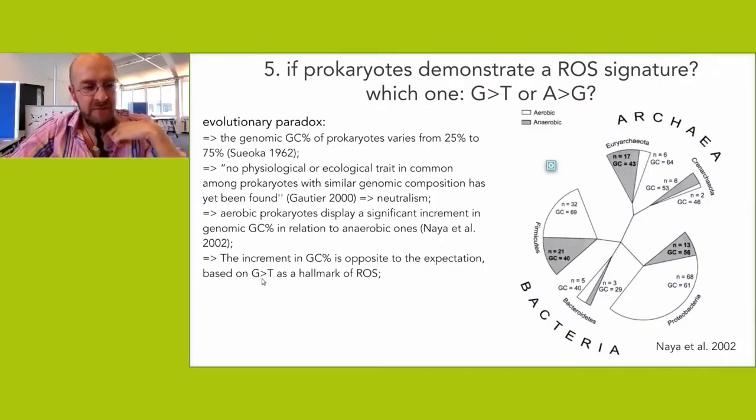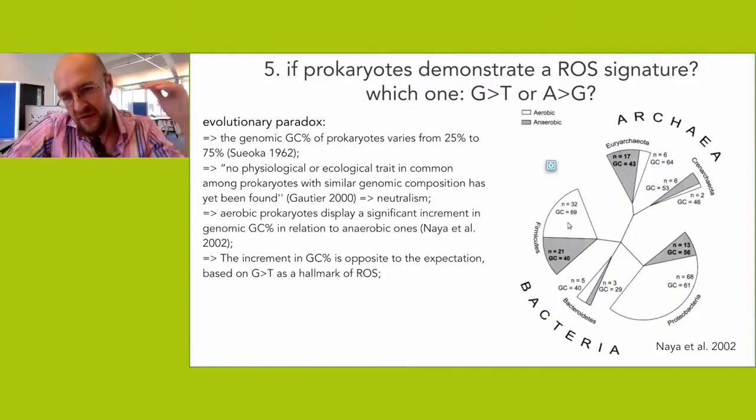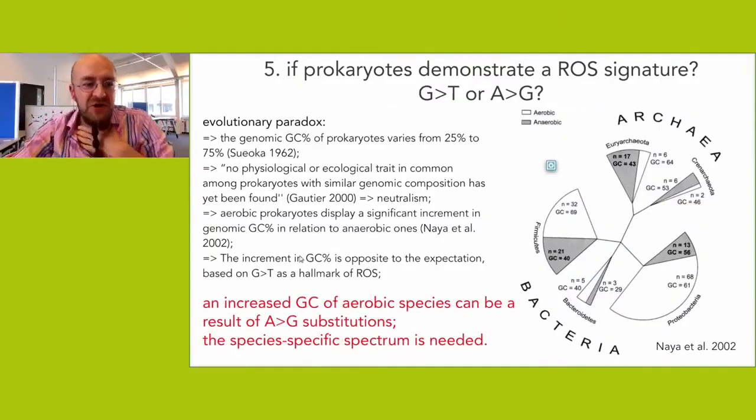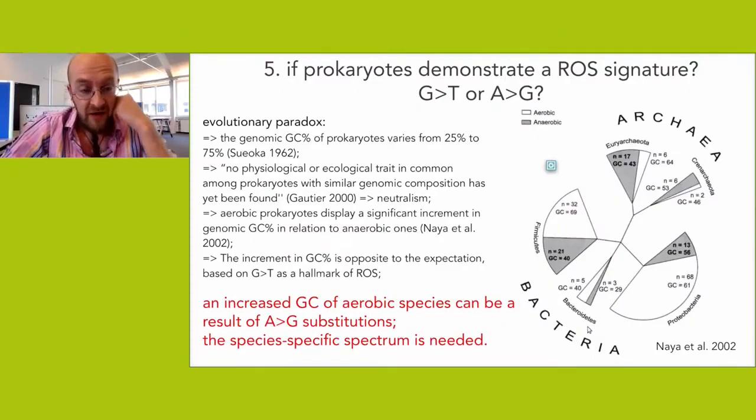we cannot do it because we expect the opposite. If aerobes have a lot of G to T substitution, they should become G poor, but in reality, they are G rich. So our working hypothesis is that instead of G to T, we need to look for the same mitochondria-specific substitution, A to G. So A to G is like a hallmark of oxidative damage. And if we use this A to G substitution, this paradox should be solved.